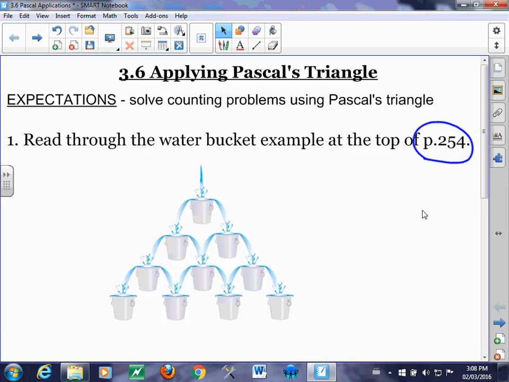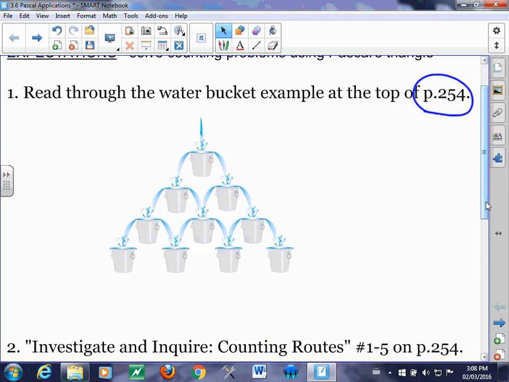From page 254. So it says read through the bucket example. We're just trying to figure out how many different pathways the water can flow. If you take a look, each bucket may have a certain pathway as it gets to it. The first bucket on top right here, there's only one way the water can come from, and it's from up above. When I get to the second bucket right here, again, I only have one way that water can come from up above.